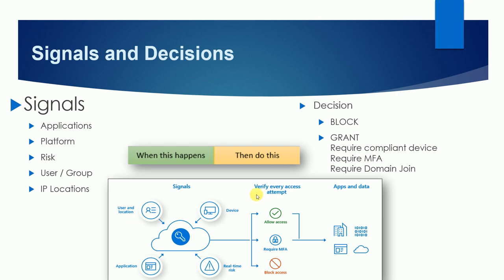Now, this is the architecture of how the signals are generated from your device or user, the location, your application, or the real-time risk. Based on your signals, you can define whether you want to allow the device, require MFA, or block the device. And finally, in this stage, the user will get access, or it can be blocked, based on the decision.